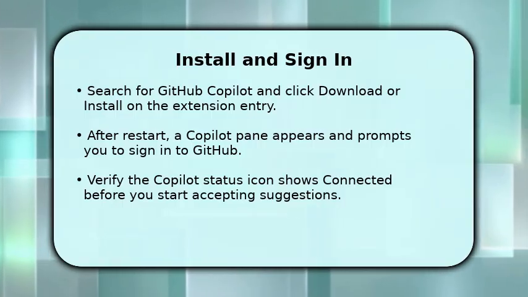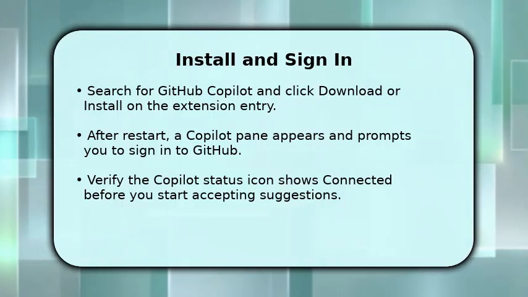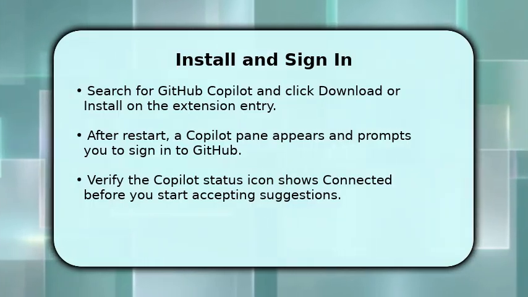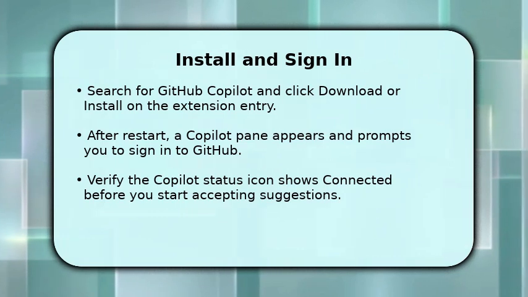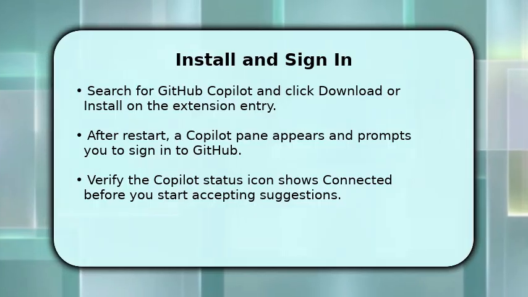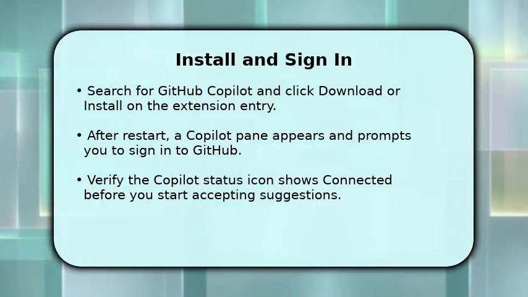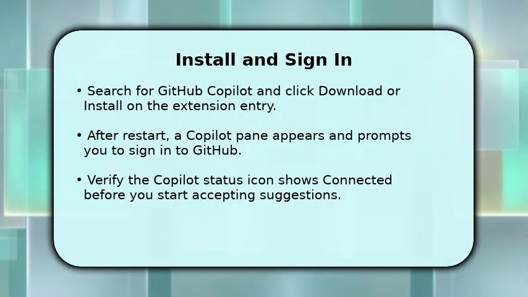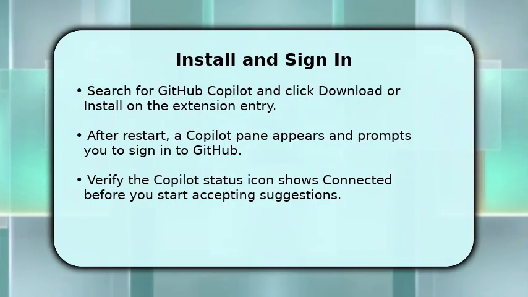After restart, a Copilot pane appears and prompts you to sign in to GitHub. Click Sign In and complete OAuth using your browser and two-factor authentication. Grant the requested permissions to allow Copilot to access your code context securely. Verify the Copilot status icon shows connected before you start accepting suggestions.